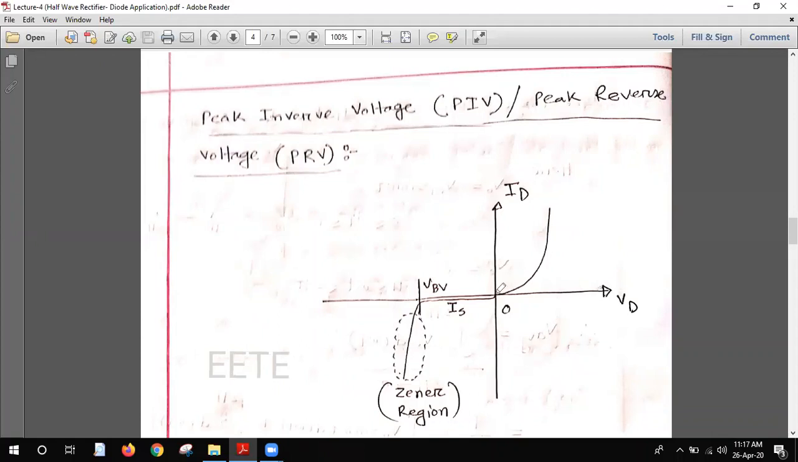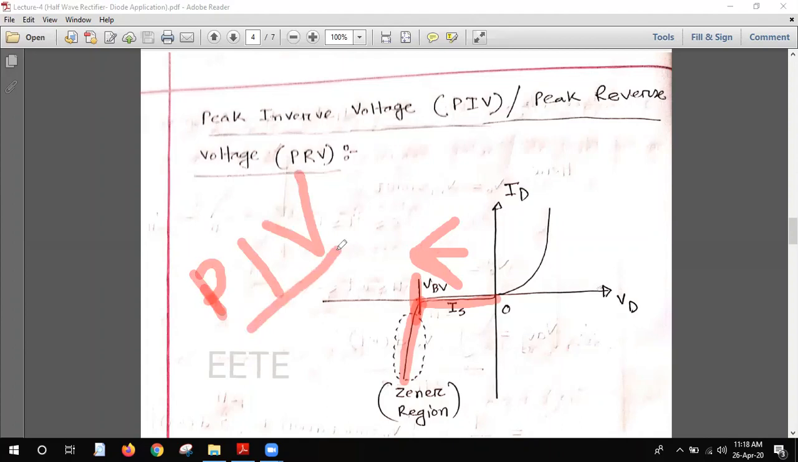But you see that this is the reverse side. So we will give the voltage on this side, and after the limit that I have marked, the diode goes in this direction, that is the Zener region. We'll discuss what the Zener region is in future, but we don't need to right now. But that limit is known as the breakdown voltage, and basically that is the peak inverse voltage or PIV rating. PIV rating is nothing but the limit, the rating, of how much reverse bias voltage you can give. That is the limit voltage on the reverse bias side.